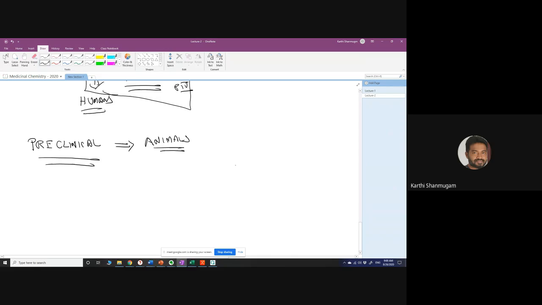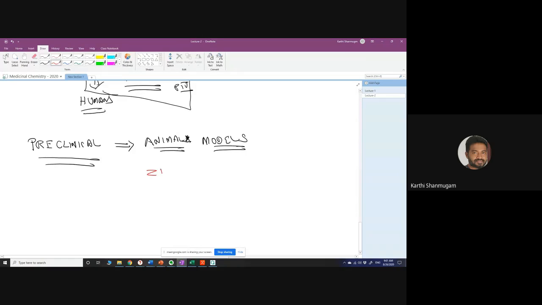Because we cannot directly give the drug molecule to humans, we have to evaluate it using animal models. I just write it as animal models. If we say animal, it's a very general term, right? There are many organisms which come under animals. So what are the animals we can choose for preclinical studies? Different animals we can choose. I just wanted to give a few examples of animals which are well used for preclinical studies.